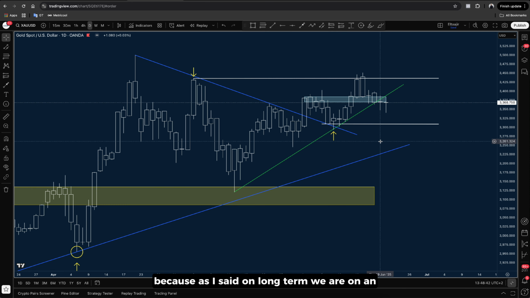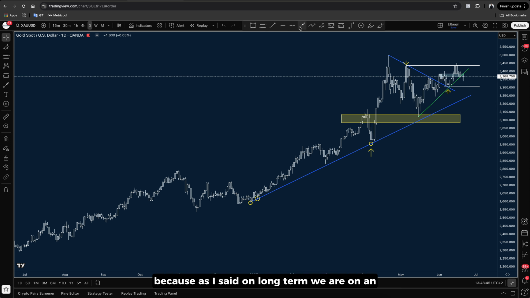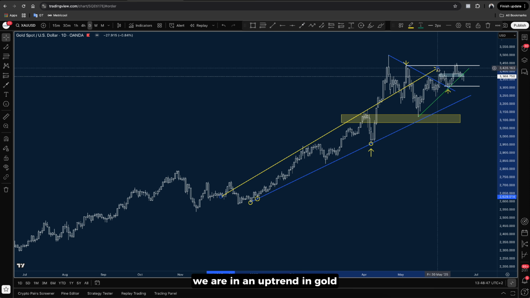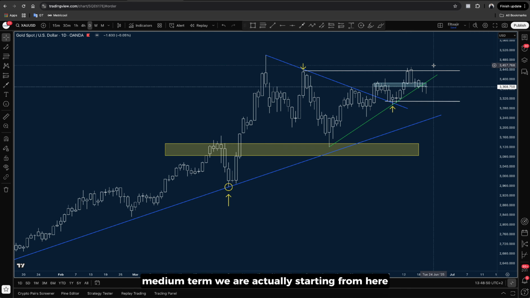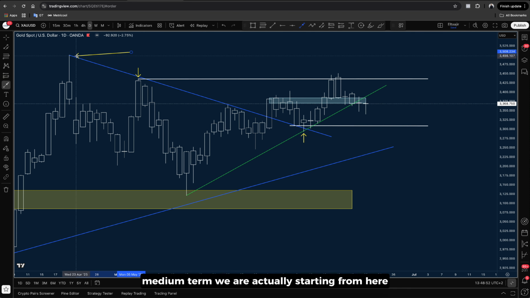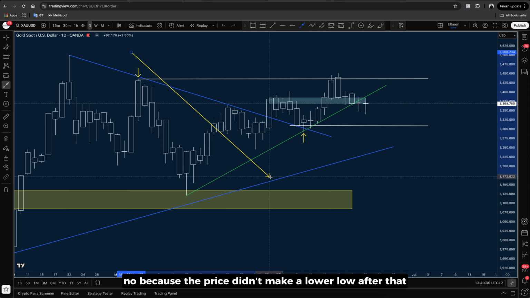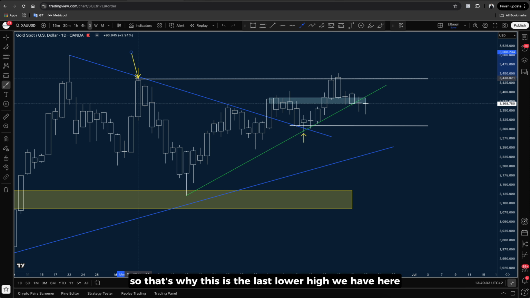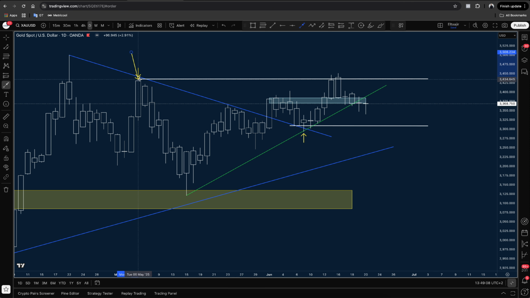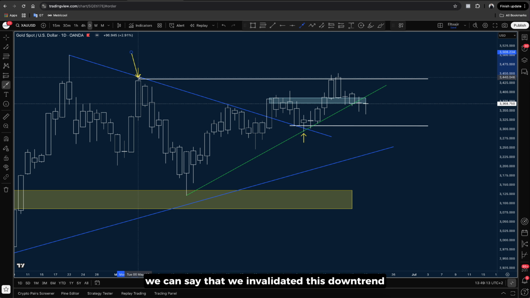Why? Because as I said, on the long term, we are in an uptrend in gold. Medium term, we are actually starting from here, we are in a downtrend. Lower high, lower low, lower high, lower low, lower high. Can we call this a lower high? No, because the price didn't make a lower low after that. So that's why this is the last lower high we have here. And this is very important. If the price broke above, then technically we can say that we invalidated this downtrend and we are in an uptrend.